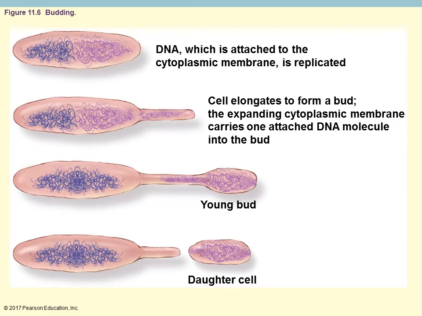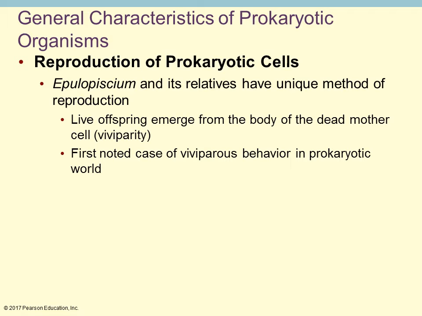For budding, the cell is growing and you form an extension off from that. As you can see, you form this young bud. It has its copy of the DNA streaming into it, and then eventually that connection breaks between the original parental cell and the new daughter cell.